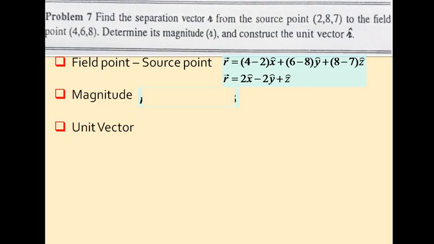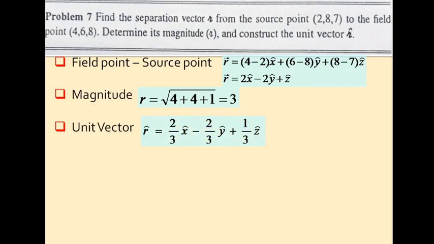The magnitude of the position vector is the square root of the sum of squares of the components, and therefore it is 4 plus 4 plus 1, which is 9, and the square root of 9 is 3. The unit vector r is given by the vector divided by this magnitude, and that is the unit position vector: 2 by 3 x cap minus 2 by 3 y cap plus 1 by 3 z cap.